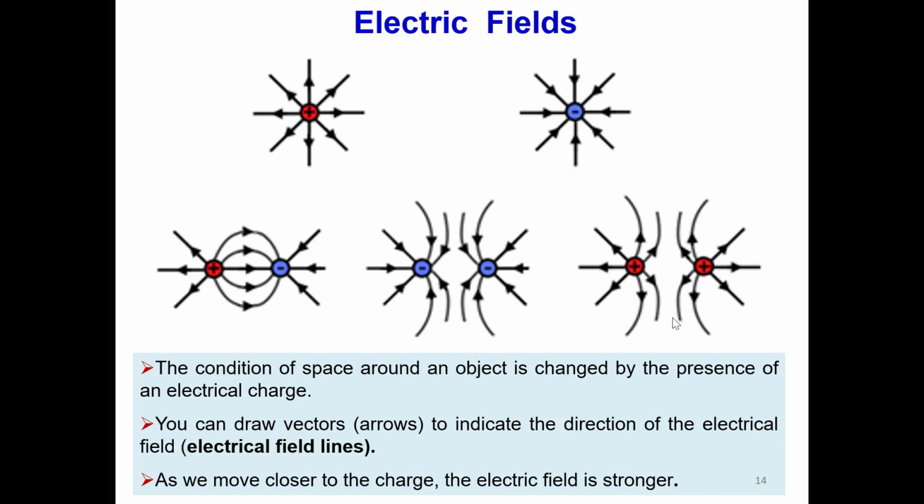But if we have like charges, like in this case, both negative or both positive, then remember they will repel, and this is why we have this kind of diagram. In this case, there is no connection between the lines of the two charges.